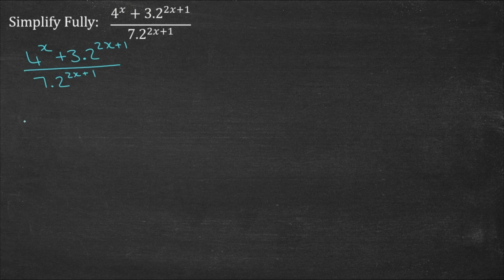Let's start with the numerator. The first term is 4 to the power of x. So what we have to do is to try and rewrite both these terms so that we can find a common factor for both these terms. Now, if you look at this term, I can see we have this 2 to the power of 2x plus 1. So if I take this 4 and I rewrite it as 2 to the power of 2, or 2 squared, then I will end up with a 2 to the power of 2x. Let's have a look at the second term in the numerator. The 3 is already a prime number, so I'm going to leave it as is.